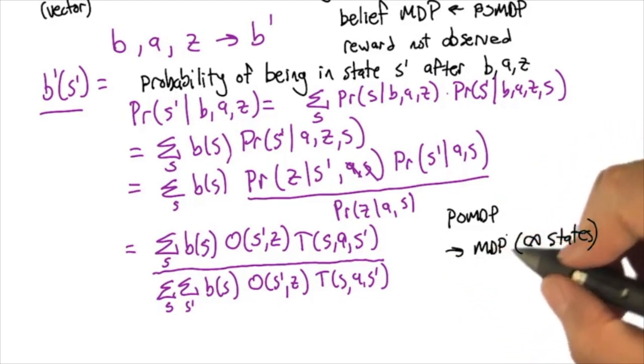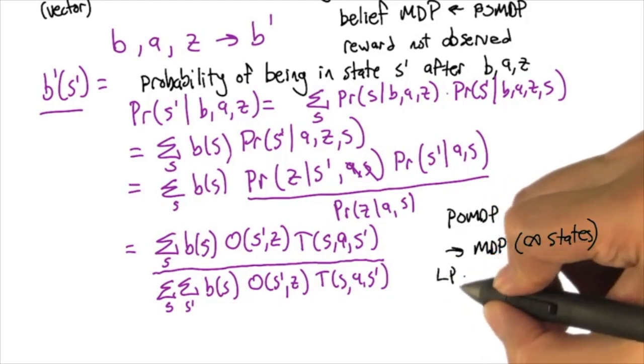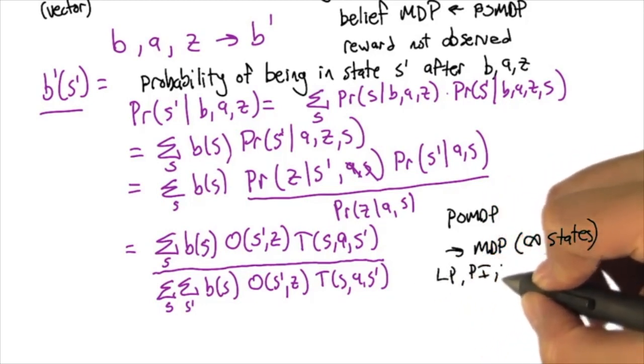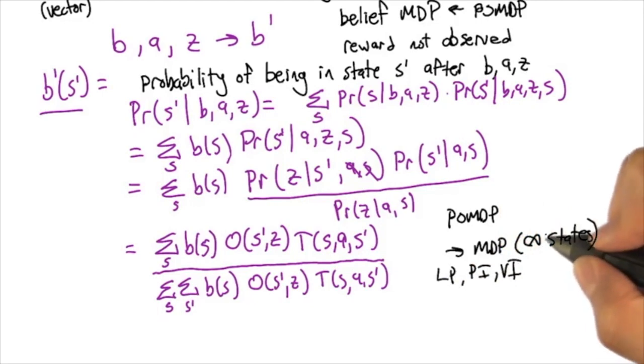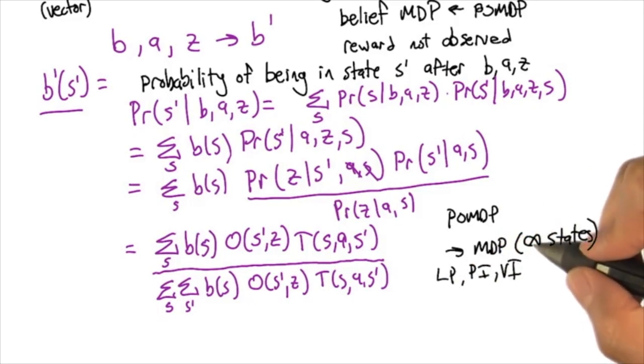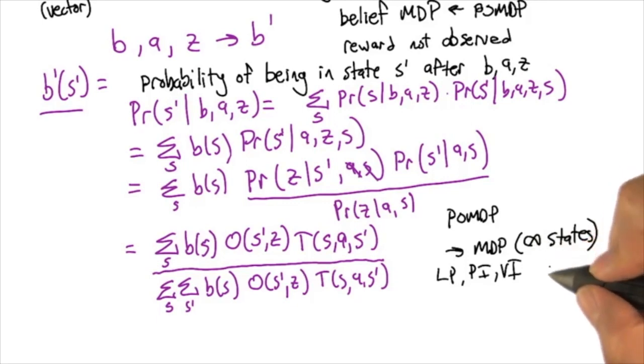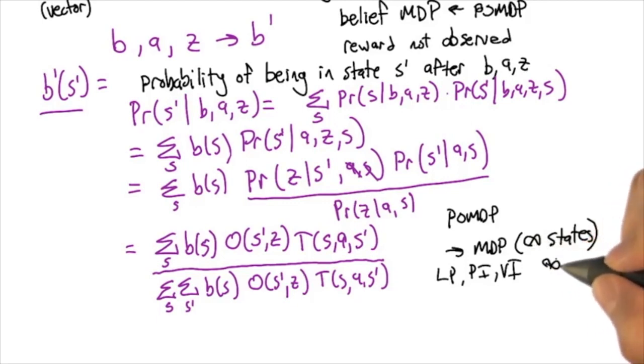So we have a number of algorithms that we can run, like linear programming or policy iteration or value iteration, and they all at best grow polynomial in the number of states, so it's polynomial in infinity. So it's a constant. Yeah, no. It's bigger than any constant.